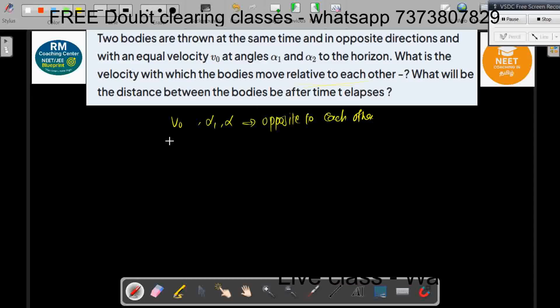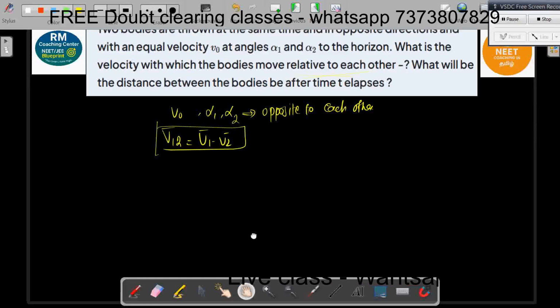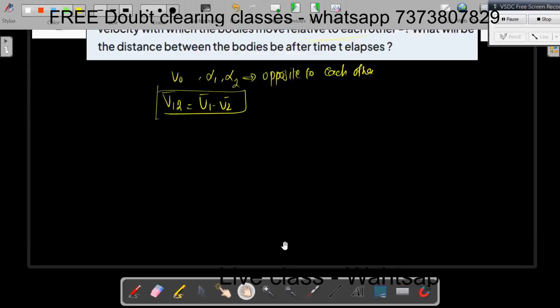We need to find the relative velocity of body one with respect to two, which is v1 minus v2. This is a vector. Everything is a vector. So the two projectiles are in opposite directions.